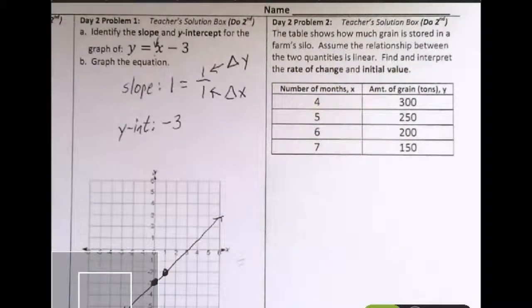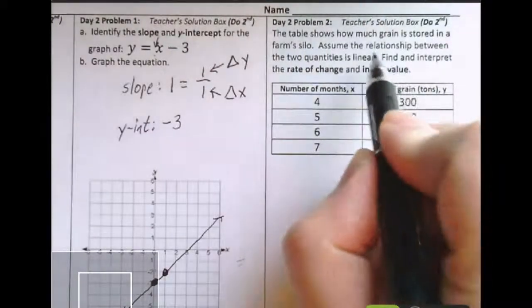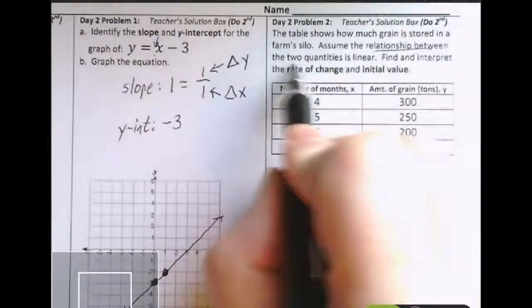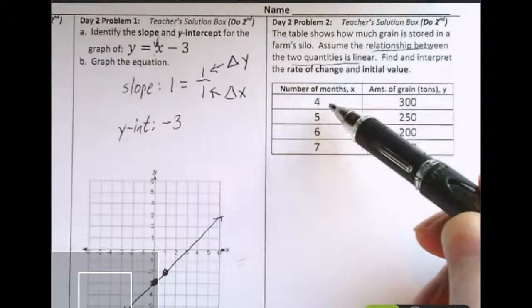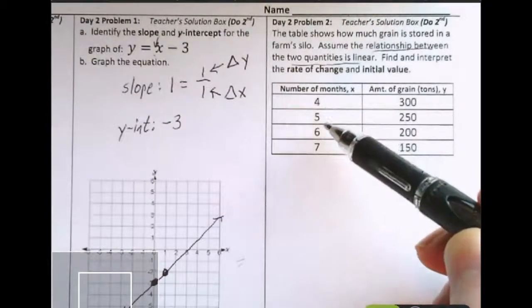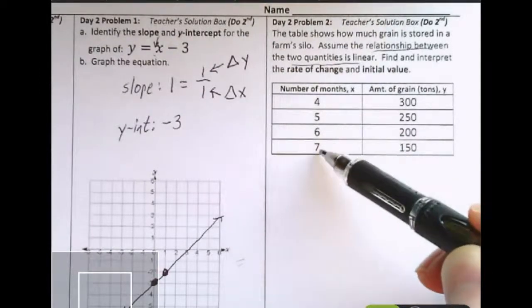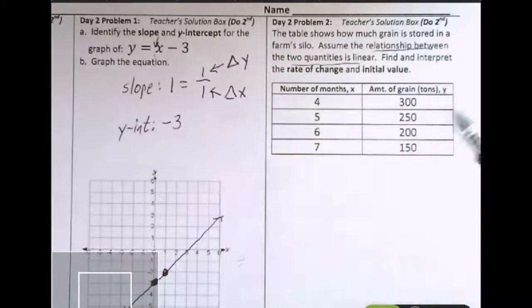The table shows how much grain is stored in a farm's silo. Assume the relationship between the quantities is linear. The reason that phrase is on there all the time is that that tells us that even though we have just a small piece of information, if the table was to continue with additional rows, they would have the same pattern of change from row to row, that it's not going to change later on.